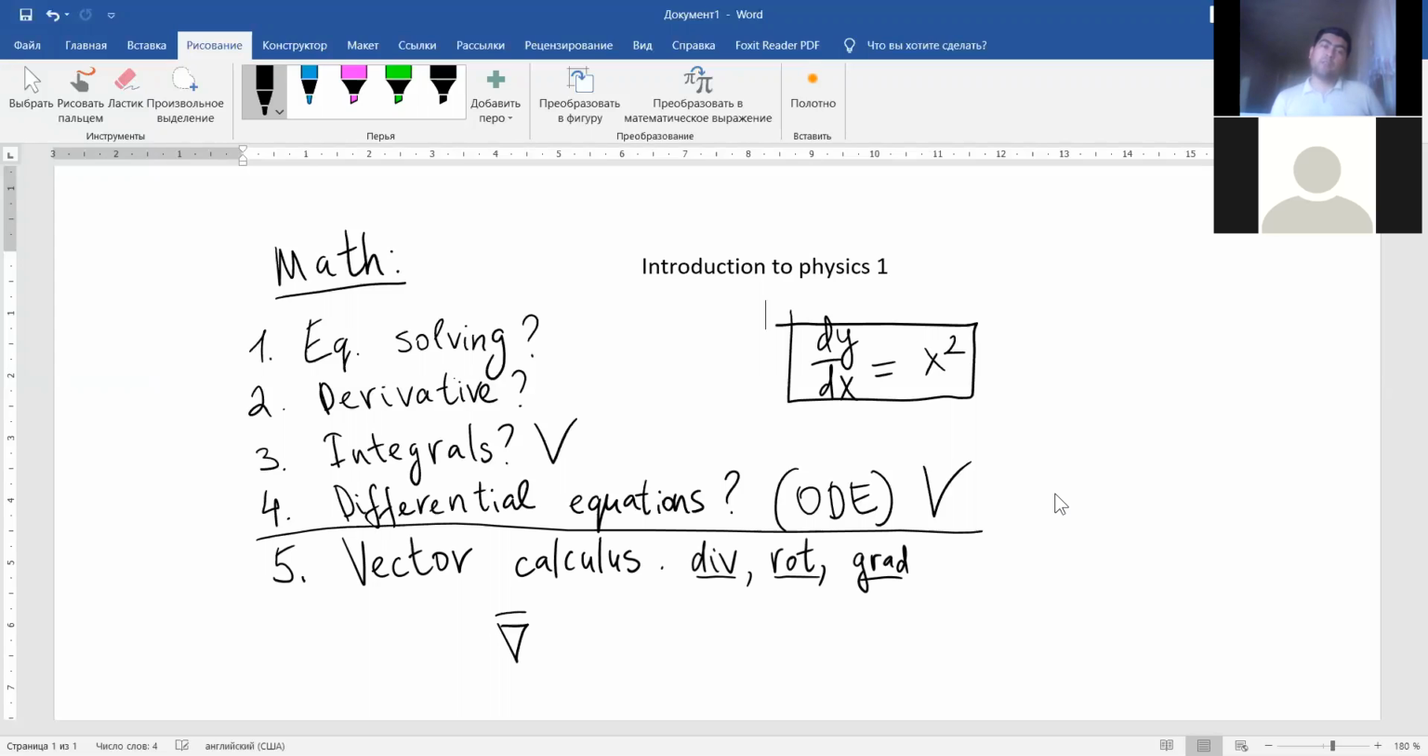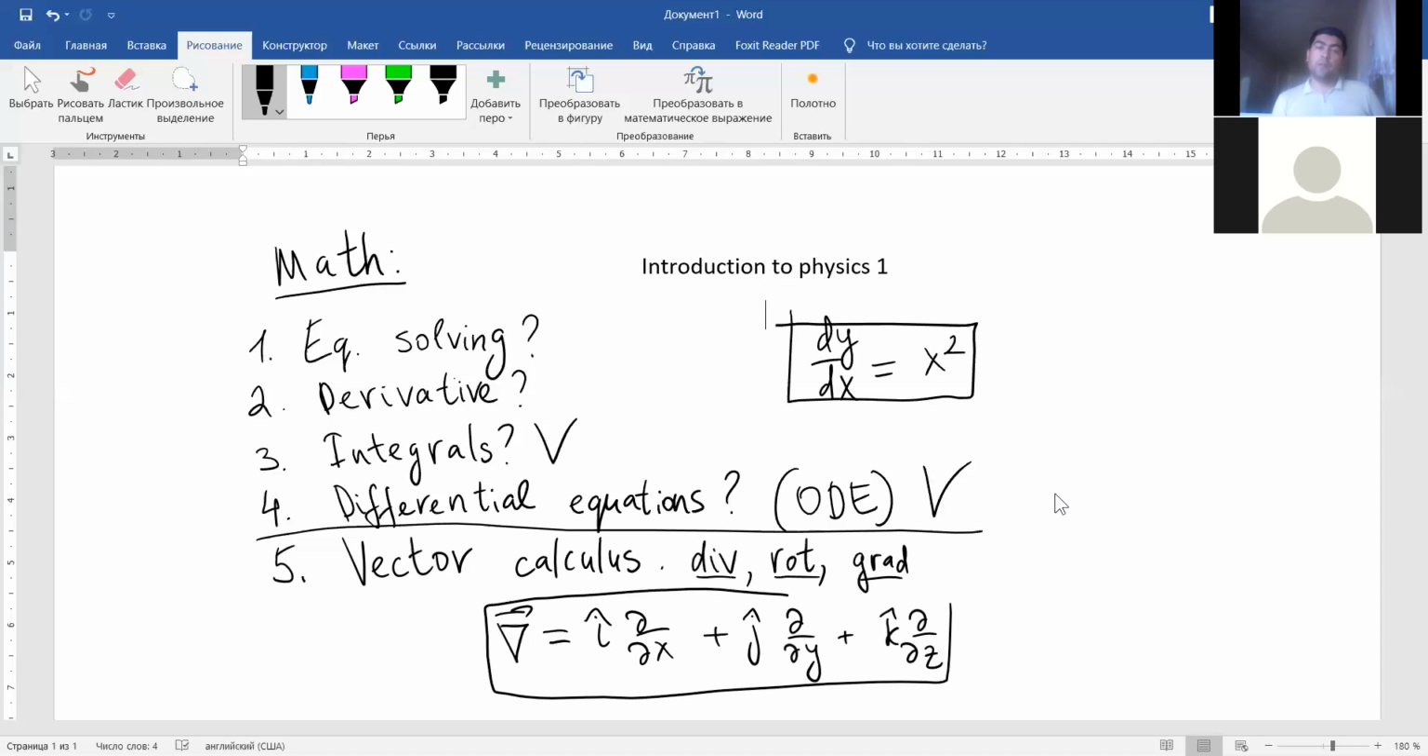The nabla operator. Nabla operator, for example, is i unit vector d over dx plus j unit vector d over dy plus k unit vector d over dz. This is the gradient operator, or in other words, it's the nabla operator. This letter is the Greek letter nabla. Do you know this operator? This is learned in vector calculus.